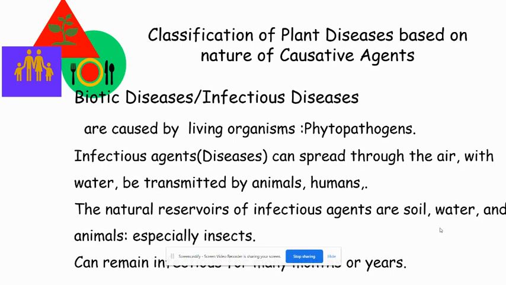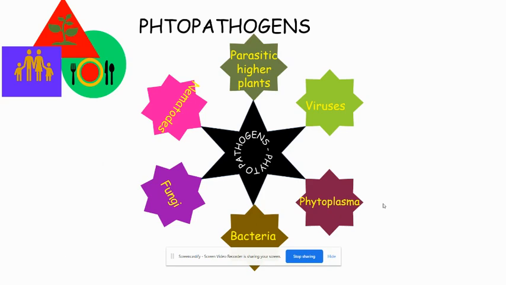On the other hand, biotic diseases are also called infectious diseases. And these are caused by living organisms which are called phytopathogens. Infectious agents can spread through air or with water and are sometimes transmitted by animals and humans. There are some natural reservoirs where these infectious agents reside, and these include soil, water, animals, and especially insects. They can remain viable for a number of months or years.